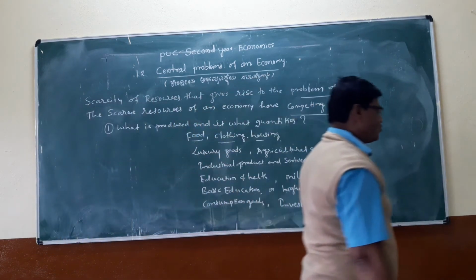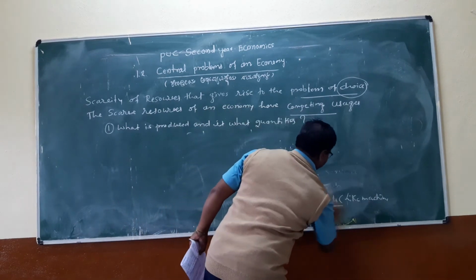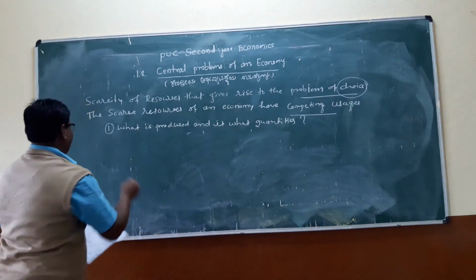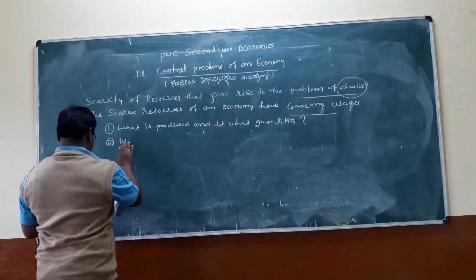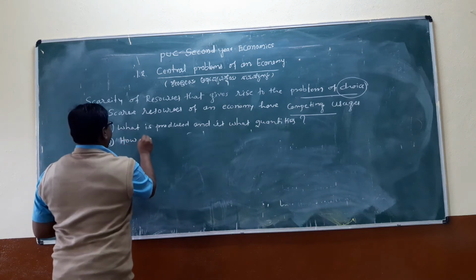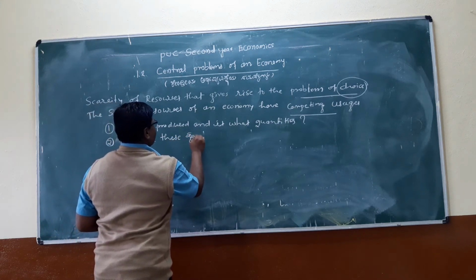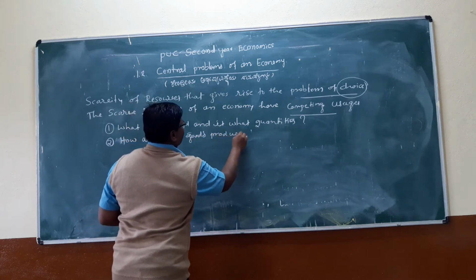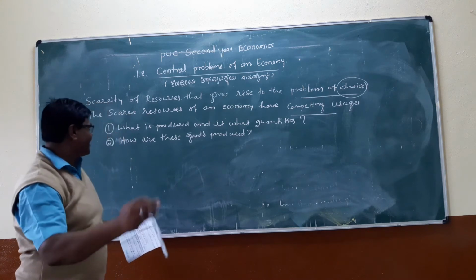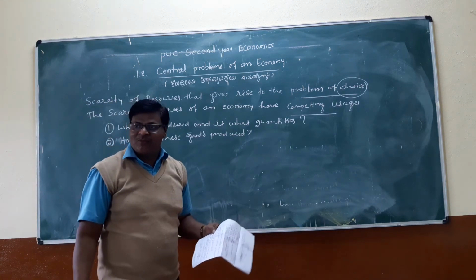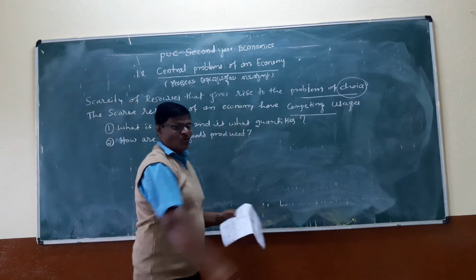The second point is how to produce. How are these goods produced? This is the question. The first problem is what is produced and in what quantities. The second central problem of an economy is how these goods are produced.